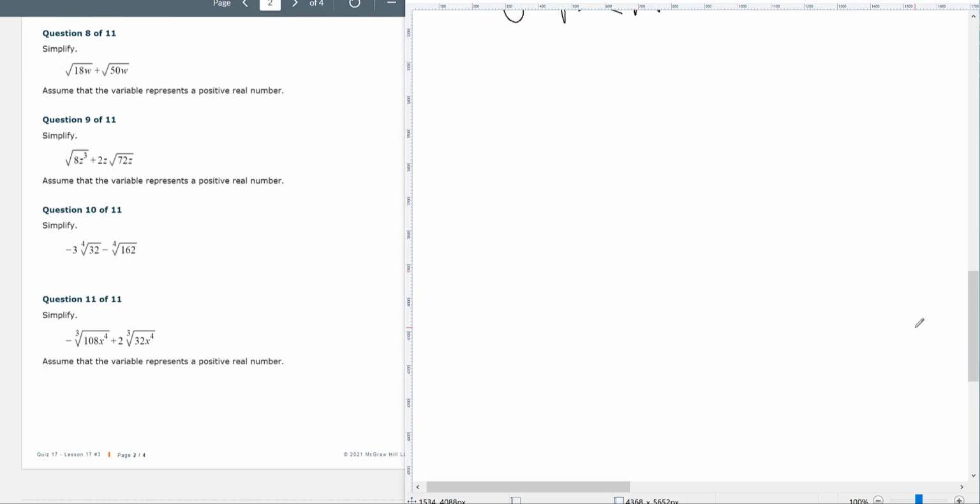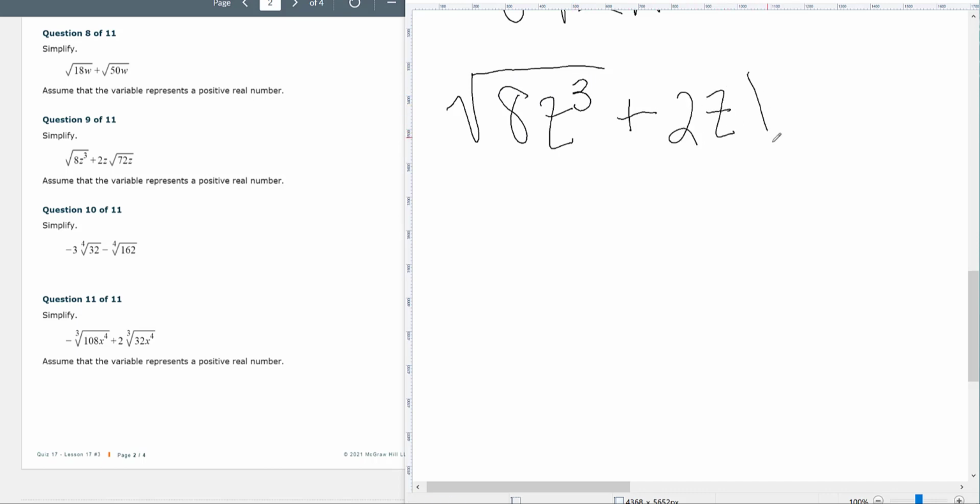Number 9. The square root of 8z cubed plus 2z times the square root of 72z. I have the same index. These are both square roots. But look, my variables are all over the place. A z cubed inside one, and a z out, and a z in the other. And the radicands aren't the same either, 8z cubed and 72z. So I need to reduce or simplify these and see if I can make a match. If I can't make a match, I can't add them.